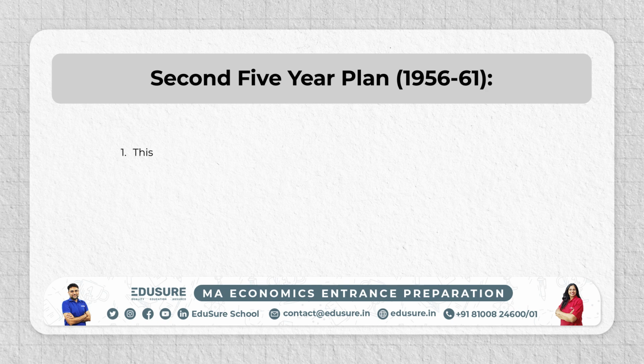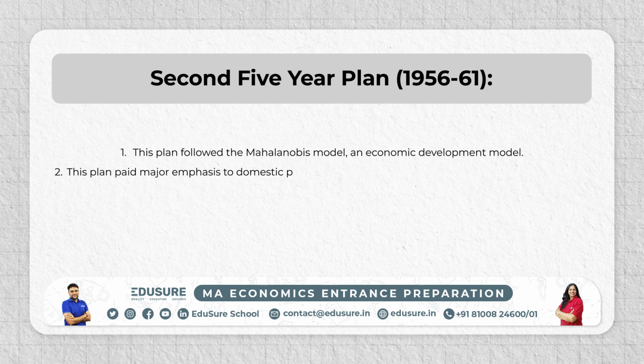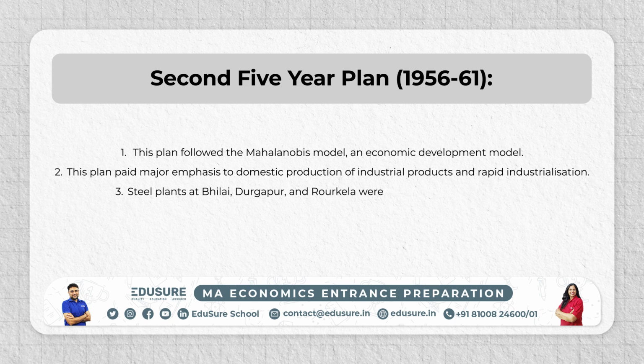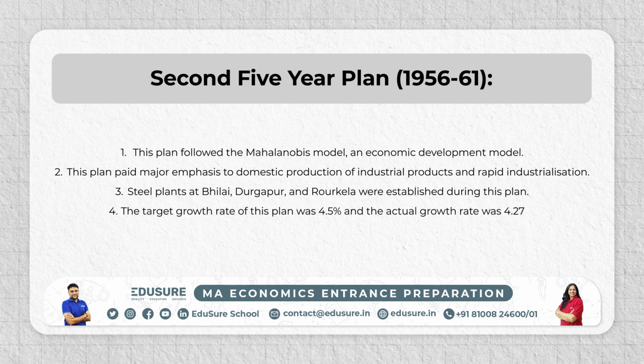Second Five-Year Plan, 1956 to 61. This plan followed the Mahalanobis model, an economic development model. This plan paid major emphasis to domestic production of industrial products and rapid industrialization. Steel plants of Bhilai, Durgapur and Rourkela were established during this plan. The target growth rate of this plan was 4.5% and the actual growth rate was 4.27%.